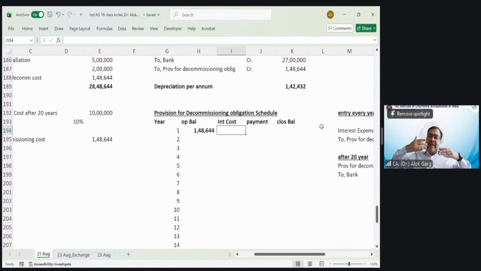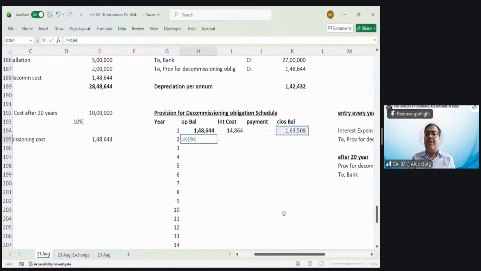See, the liability of 10 lakh after 20 years is equivalent to 1.48 lakh today, right? So 1.48 lakh today will become 10 lakh after 20 years. How does 1.48 become 10 lakh, Manish? Compounding. You have to charge interest on this liability every year. So multiply this by 10%. Payment of course 0. Closing balance is this plus this plus this.